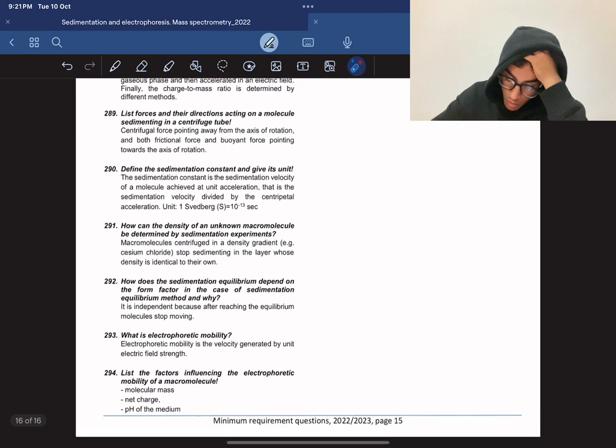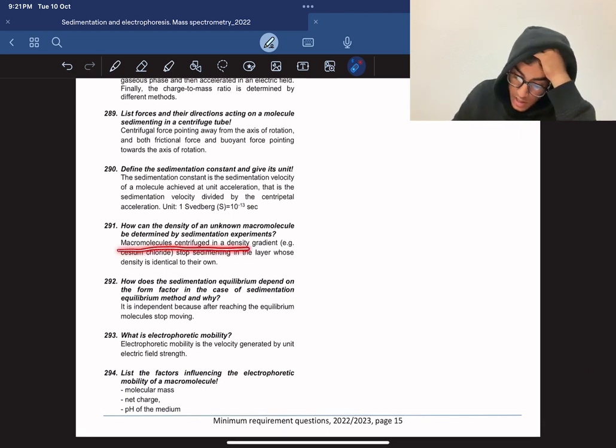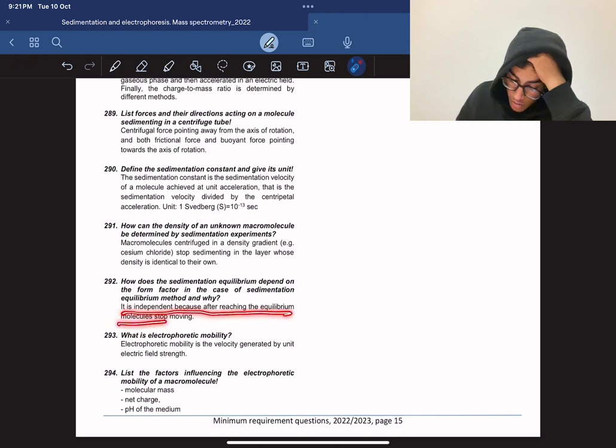How can an unknown macromolecule be determined by sedimentation experiments? Macromolecules centrifuged in a density gradient, cesium chloride, CsCl, we did this, guys, stop sedimenting in the layer whose density is identical to their own. How does sedimentation depend on the form factor in the case of the sedimentation equilibrium method, and why? It is independent because after reaching equilibrium, molecules stop moving.